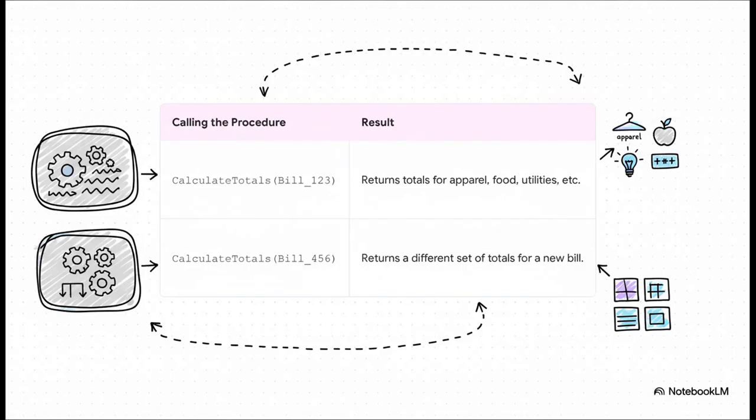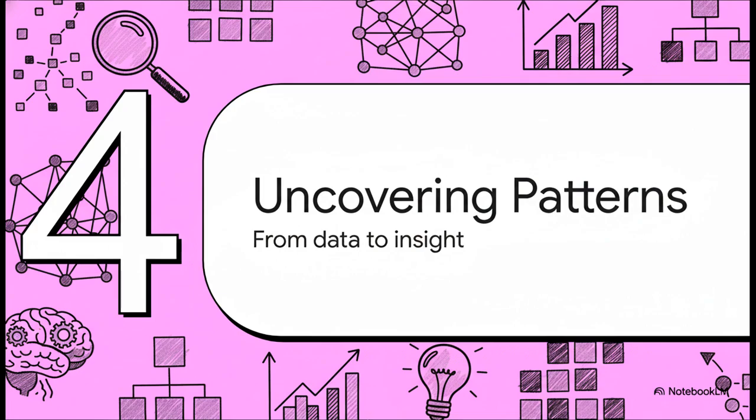And here's the magic of it. We can use the exact same procedure on different sets of data. We give it bill 1, 2, 3, and it gives us the totals. Then we give it bill 4, 5, 6, and it does the same job but returns a completely different set of results. This is how we build complex systems efficiently, without reinventing the wheel. Okay, this is the moment we've been working towards. We've cleaned the data, we've built our tools, and we've organized all the information. Now it's time to see what all that hard work actually reveals.